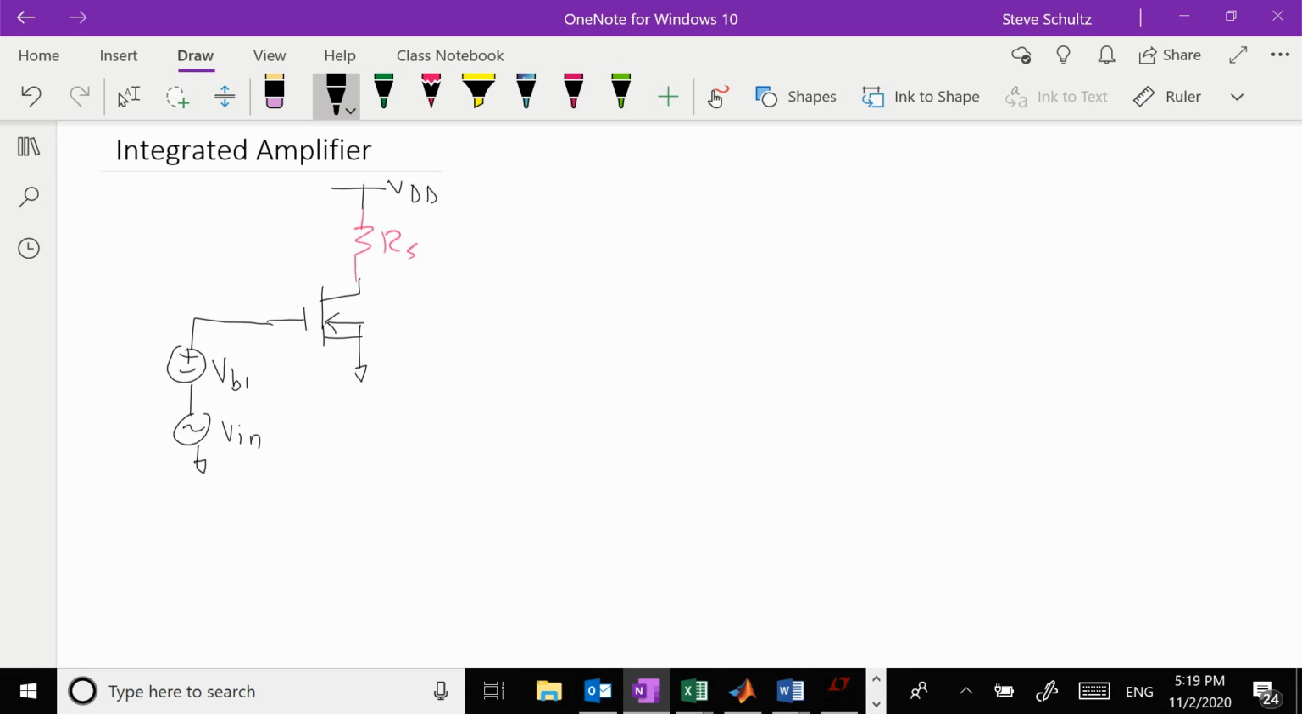So what we want to do is take this resistor here, and resistors tend to be really large for integrated amplifiers. So what we're going to do is replace this resistor with a different transistor. We're going to have two versions of this. Let's start with the first one up here, where we're basically going to use another N-type amplifier, or N-type MOSFET, I mean.